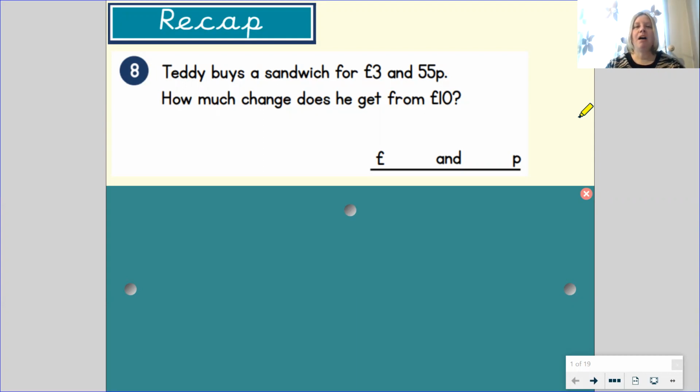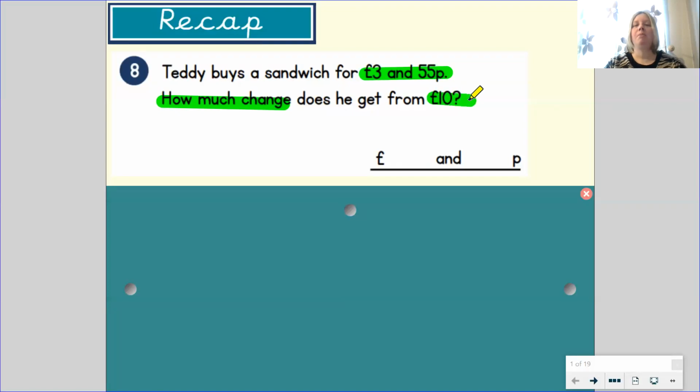So the first thing that I would do is highlight the important information in the problem. Teddy buys a sandwich for £3.55. So I know his sandwich costs £3.55. And the next part of the problem tells me how much change does he get from £10? So I need to work out how much change he gets from £10.